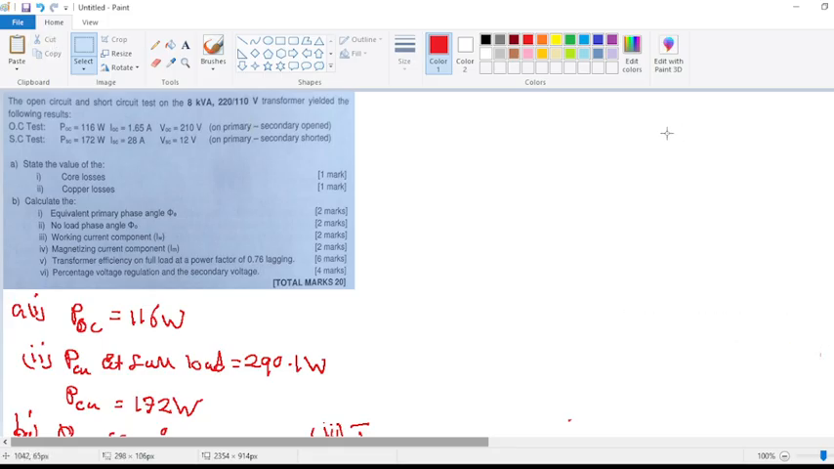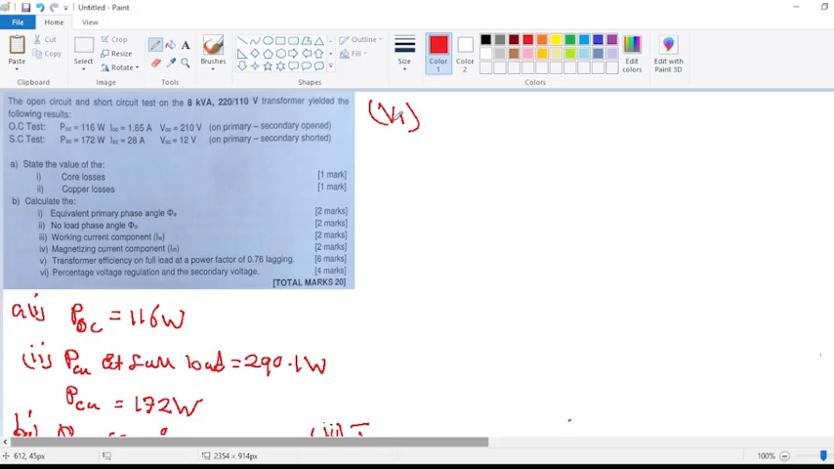So the last part is we have to talk about the percentage voltage regulation and the secondary voltage. So how do you calculate that? This is question 6. Now, how do you calculate the voltage regulation, the percentage voltage regulation and the secondary voltage?